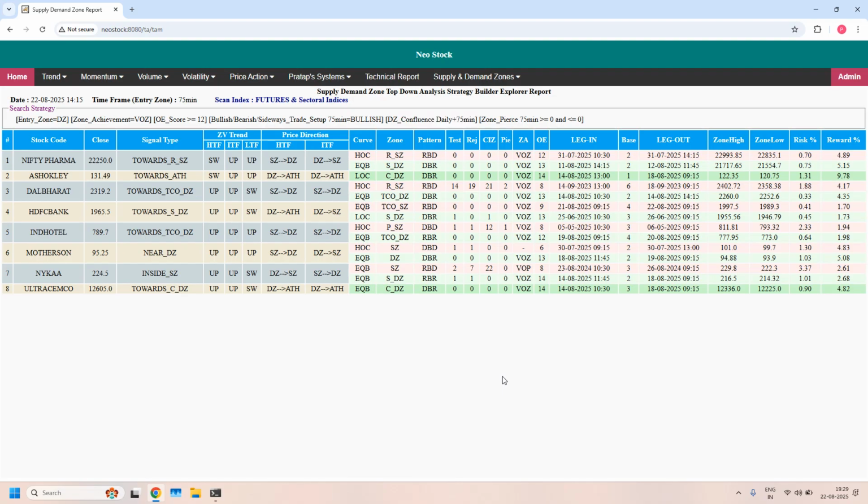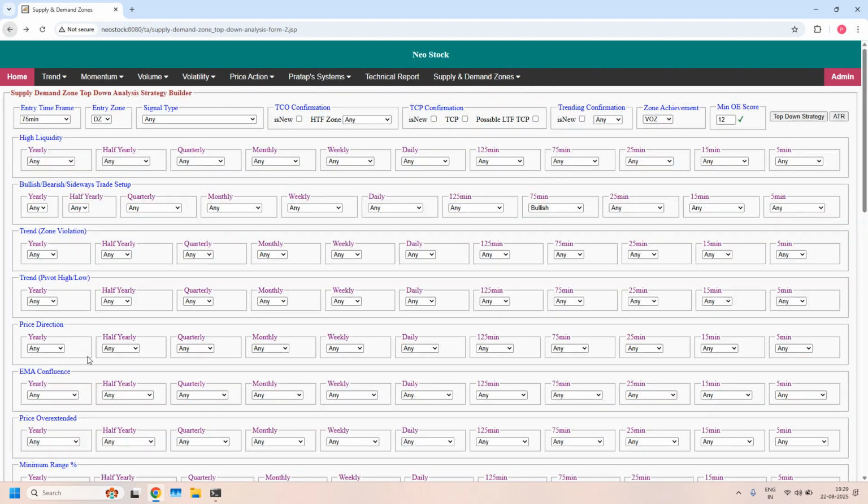That means 75 minutes demand zone is overlapped with daily demand zone. And also, daily trend is uptrend in all the stocks. ITF is daily. Because daily is uptrend, 75 is overlapped with daily, so we can further filter based on daily demand zone having daily EMA confluence. So I'm going back, adding one more filter, that is a daily demand zone having daily EMA confluence.